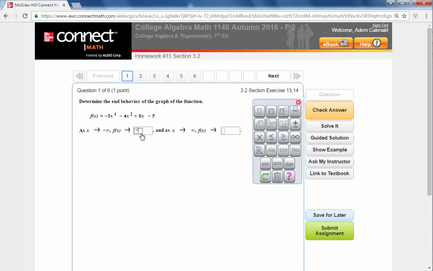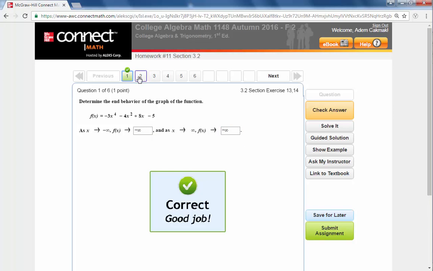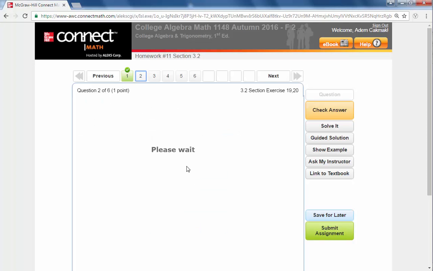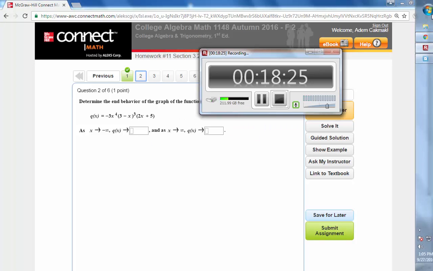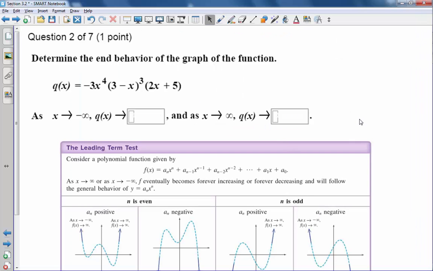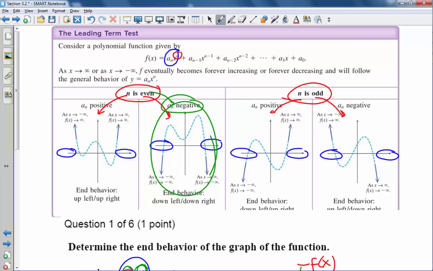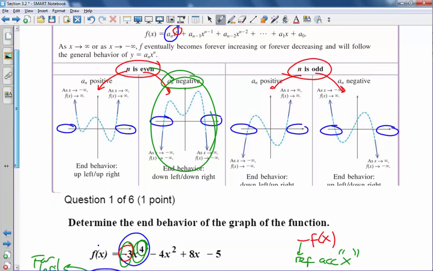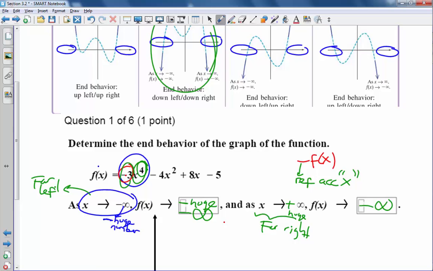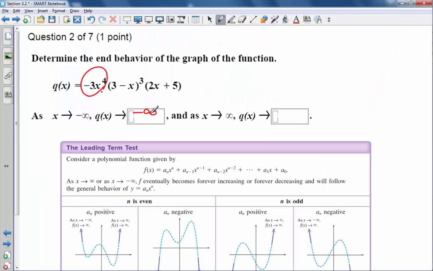Negative infinity is what the answer was for this question. Both ends going down means both ends are going to negative huge values. Now, what do you think about number 2? Oh, this is easy. All I need is to find the biggest exponent, right? This is again the biggest exponent. Oh, what a coincidence, it's the same as before. Negative 3x to the 4, same, right? So can I just cheat and say negative infinity and negative infinity, just cheat from the first problem?